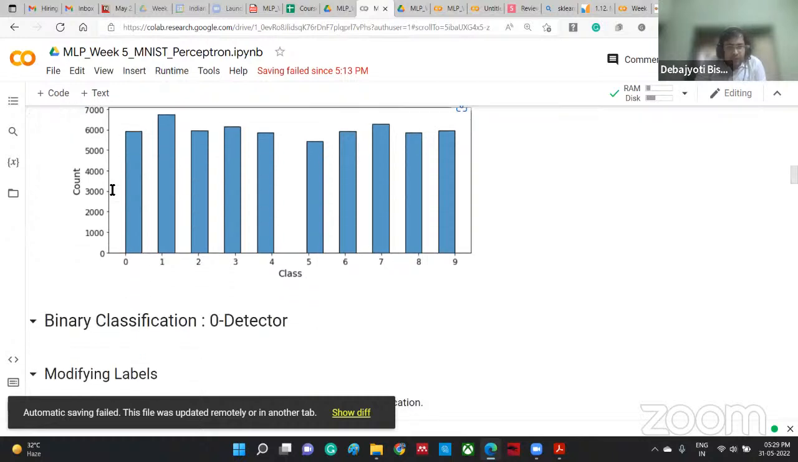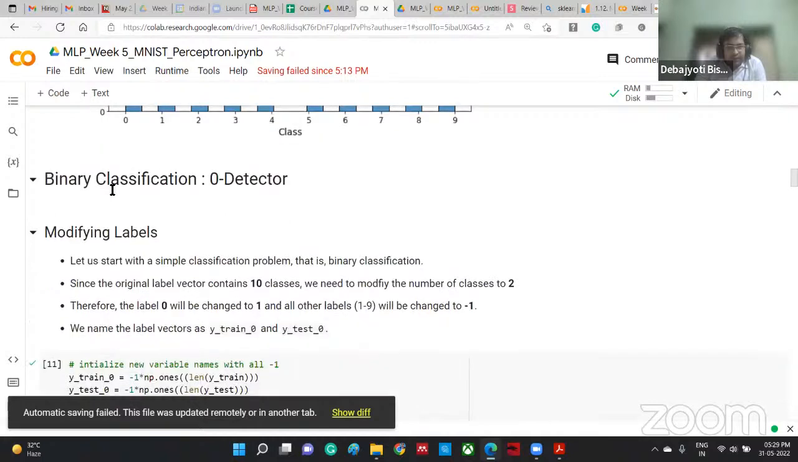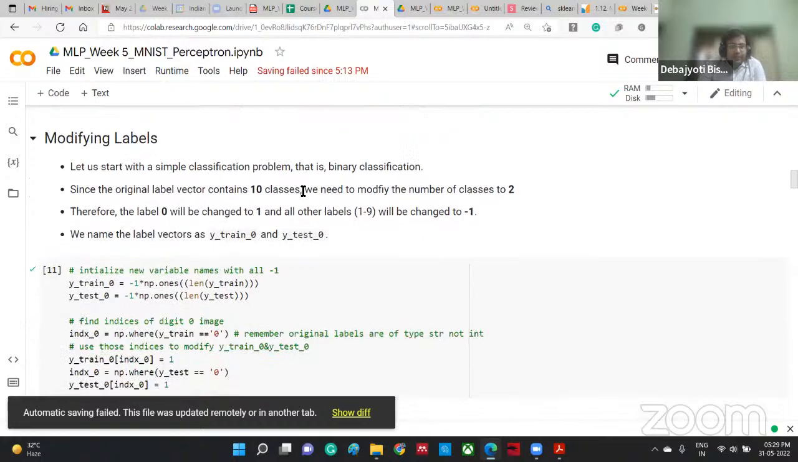Now we are starting with one simple classification problem. This is where we are starting the classifying part, which is binary classification. Since the original label vector contains 10 classes, we need to modify the number of classes to 2. What are the 2 classes? Either 0 or non-zero. If it is 0, then 0 will be changed to 1, and all other labels will be changed to -1. That label vector we train as y train 0 and y test 0.